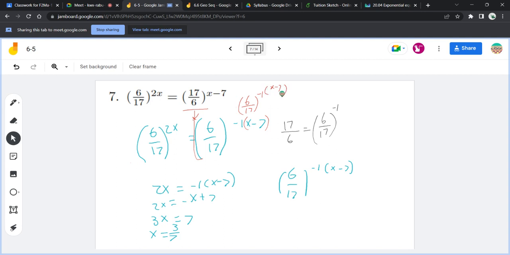Then we have the same base, so we can now compare the indices. So we have 2x equals this, and we will get x equals 3 over 7.